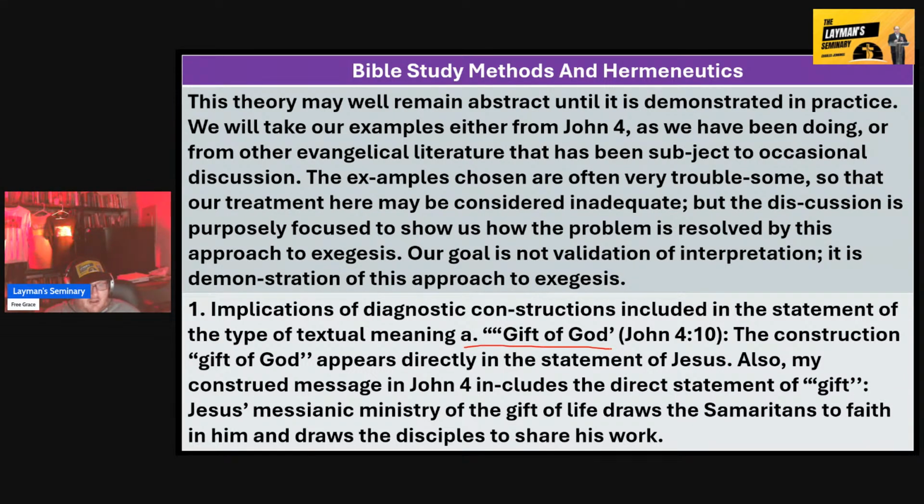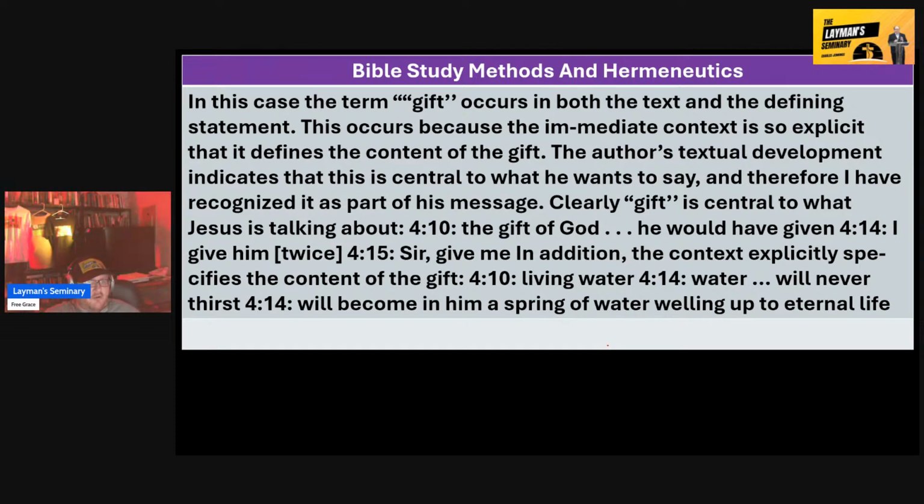And 4:10. The construction gift of God appears directly in the statement of Jesus. Also, my construed message in John 4 includes a direct statement of gift. Jesus' messianic ministry of the gift of life draws the Samaritans to faith in him and draws the disciples to share his word. In this case, the term gift occurs in both the text and the defining statement. This occurs because the immediate context is so explicit that it defines the content of the gift. The author's textual development indicates that this is central to what he wants to say, and therefore I have recognized it as part of his message.